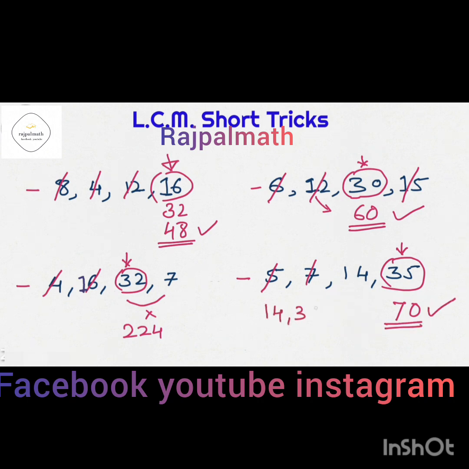So 14 and 35, I can represent it as 7 is a common factor, and 2 and 5. So 2 into 5 is 10. So 7 into 10 is equal to 70. So this is another way we can find out the answer. So it's up to you which one you're going to use.